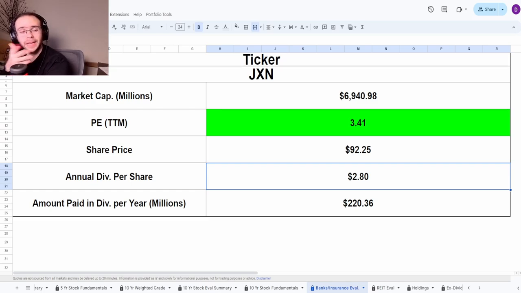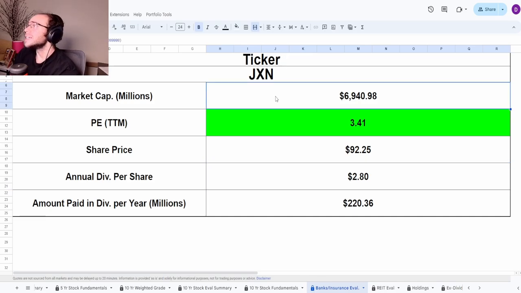It's a financials company. It doesn't have cash flow. So we have to use book value and tangible book value to make the assessment on this. So we got the company, or the ticker, JXN, market cap of almost $7 billion. Now this PE is real small, 3.41. And this current price is $92.25. Now this price is absolutely bonkers because, well, you're about to see it right here.